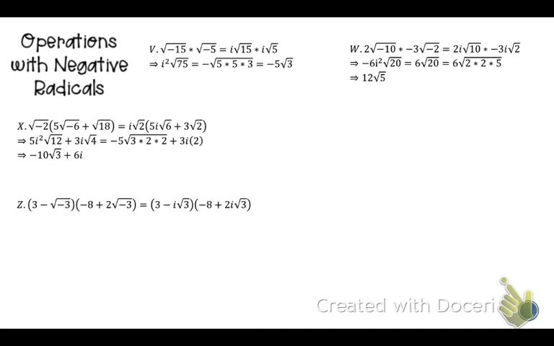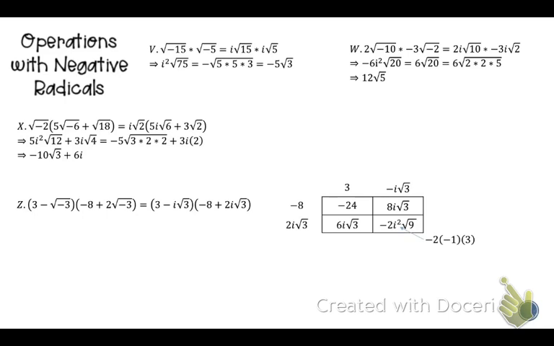This one, I'm going to use the box, but I'm going to first pull out my i's. So 3 minus i square root of 3, -8 plus 2i square root of 3. Then I can use the box here. So 3 minus i square root of 3, -8, 2i square root of 3, so that's going to be -24, 8i square root of 3, 6i square root of 3, and -2i squared square root of 9, which is going to be -2 times -3 square root of 9 is 3, which is 6. So that ends up being -18 plus 14i square roots of 3.